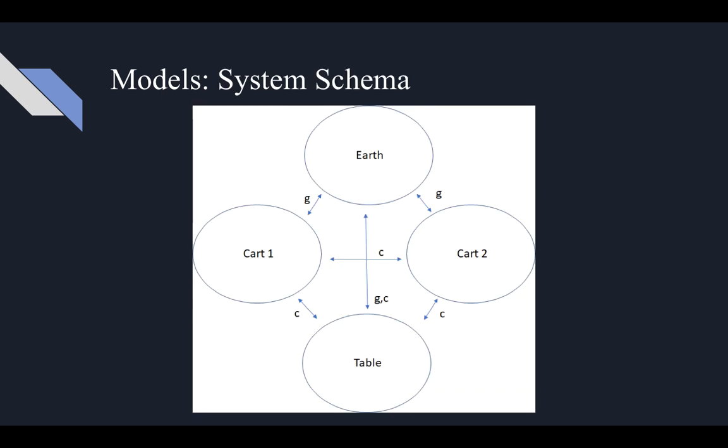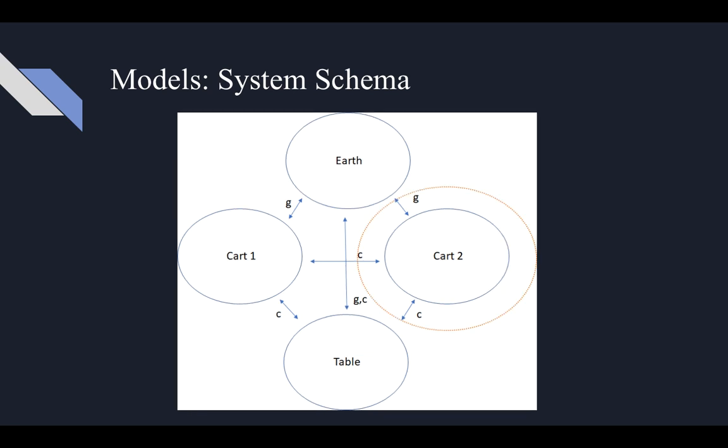So this is our system schema of the situation. We have the earth, the table, cart 1 on the left, and cart 2 on the right. And as you can see here, there are a lot of different interactions at play. But because we're really just calculating the work done on cart 2 on the right, we can define our system as cart 2. And so the interactions on cart 2 are gravity with the earth, contact with cart 1, and contact with the table.